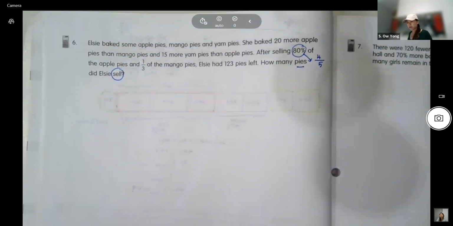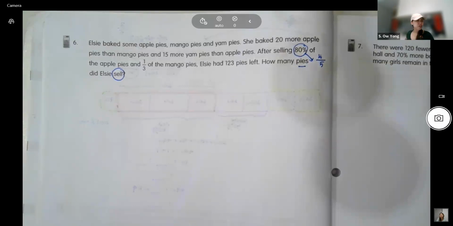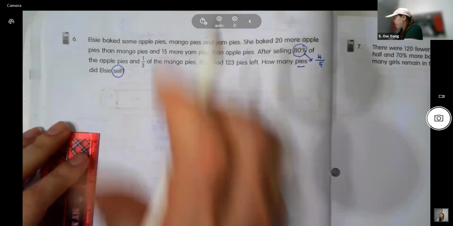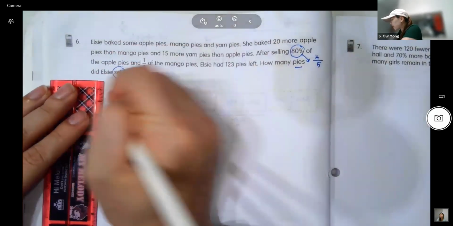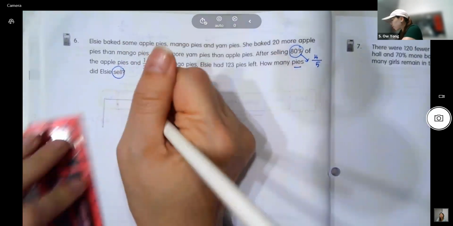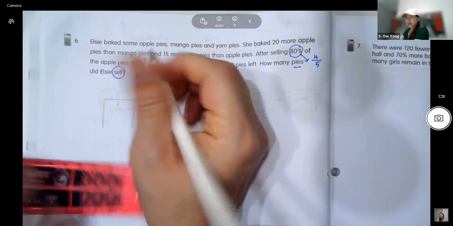So you expect the model to look a little bit like that. The first time I'm teaching it this way, so please give me feedback if you are able to understand it better. Now, I'm going to draw 3 flavors. Hopefully you can see. The first one is mango. Okay, this is mango.